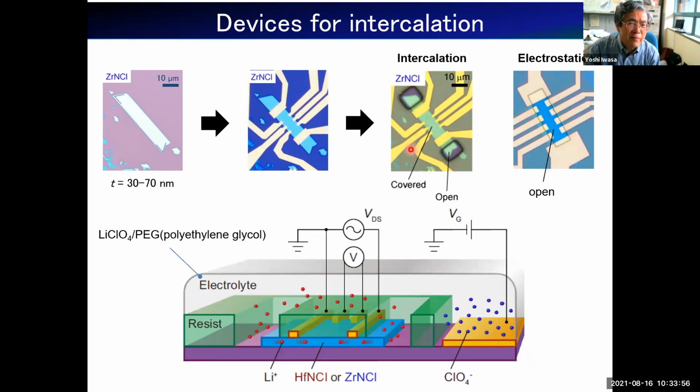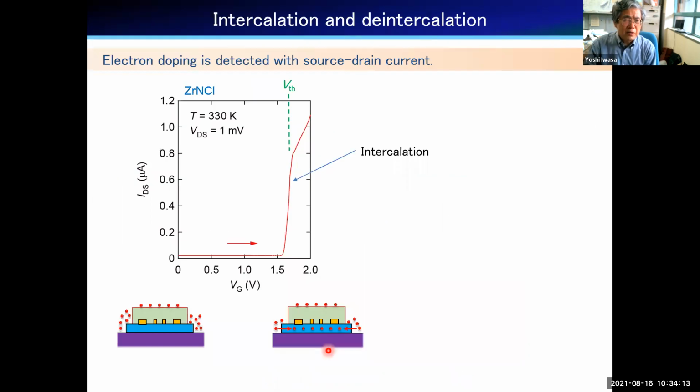So using this device, ions are prohibited from accessing the topmost layers, but are allowed to be intercalated from the edge. This is how the device works. With this, we applied gate voltages, and above some critical field, intercalation takes place. Above this, we are able to continuously control the lithium concentration, and this concentration can also be measured by the Hall effect.